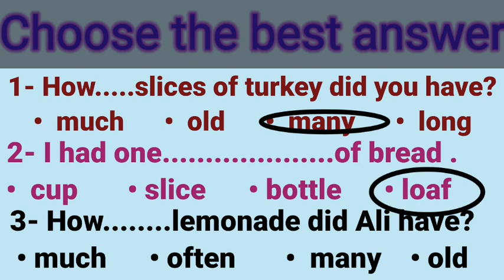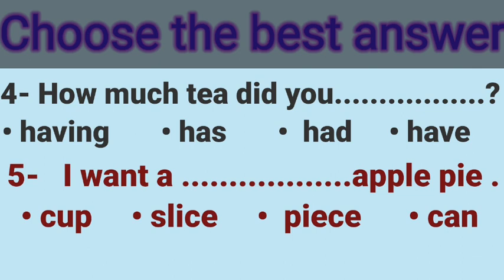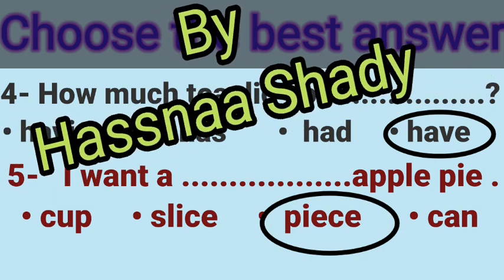Question 3. How much lemonade did Ali have? How much? How often? How many? How old? How much lemonade? Question number 4. How much tea did you have? How much tea did you have? The last one. I want a piece of apple pie. A cup of apple pie, a slice of apple pie, a piece of apple pie, or a can of apple pie. A piece of apple pie.